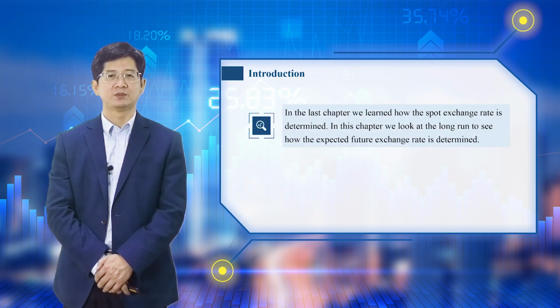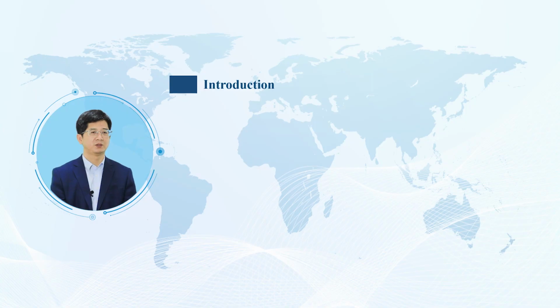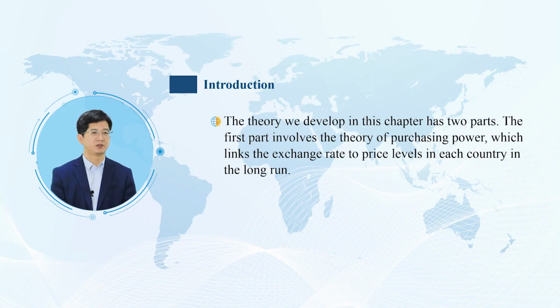In the last chapter, we learned how the spot exchange rate is determined. In this chapter, we look at the long run to see how the expected future exchange rate is determined. If investors are to make forecasts of future exchange rates, they need a theory of how exchange rates are determined in the long run. The theory we develop in this chapter has two parts.